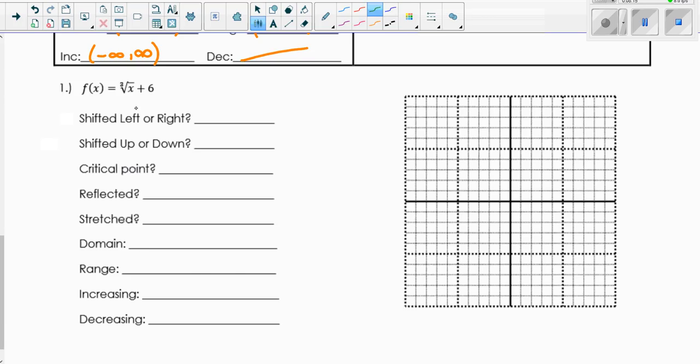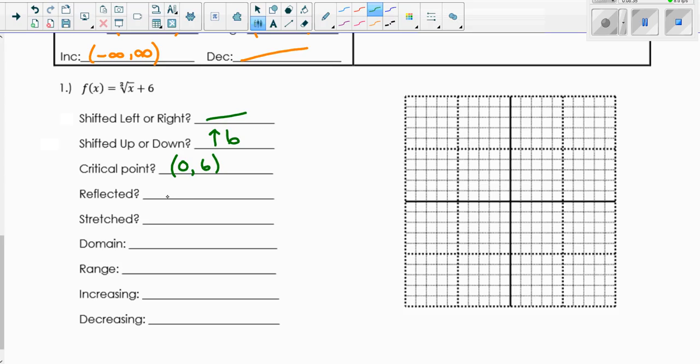So has this been shifted left or right? There's nothing under the cube root, so no. Has it been shifted up or down? Yes. That's a +6, so up 6. So my critical point, underneath the cube root there's nothing, so 0. And on the outside there's a 6.